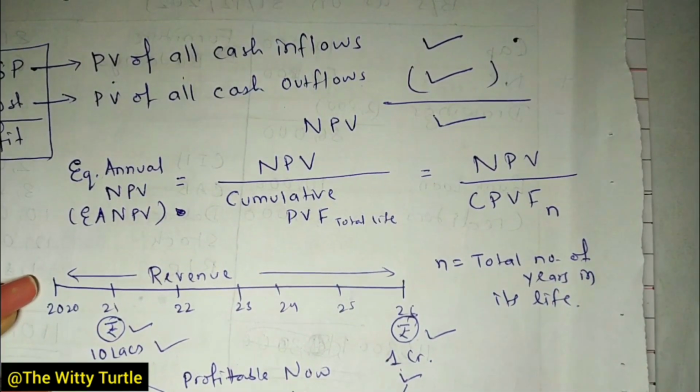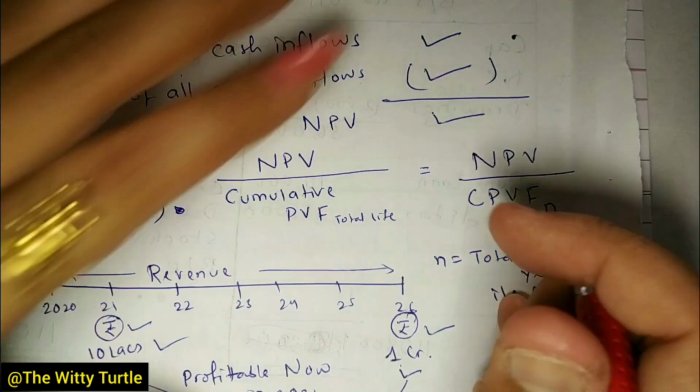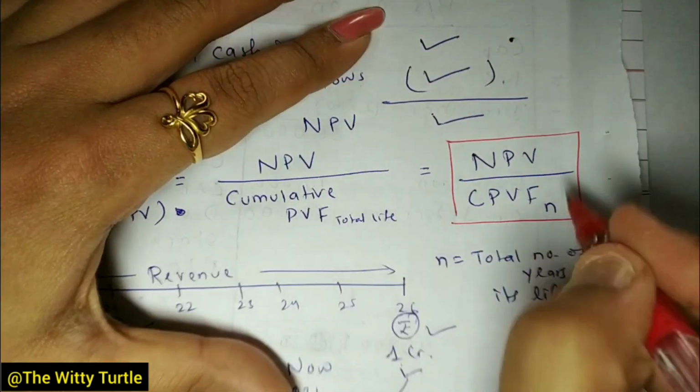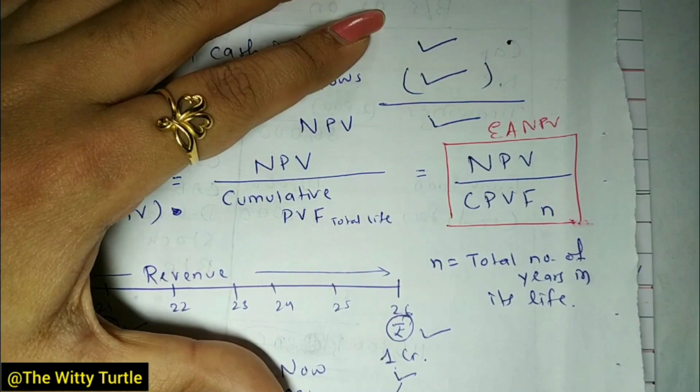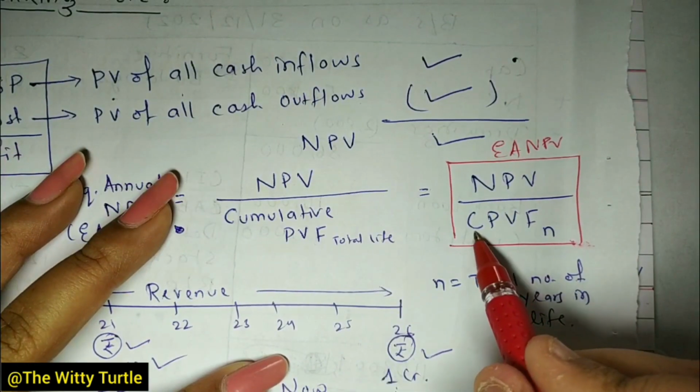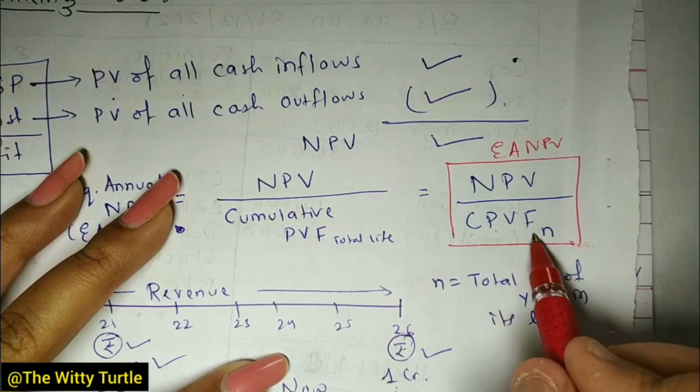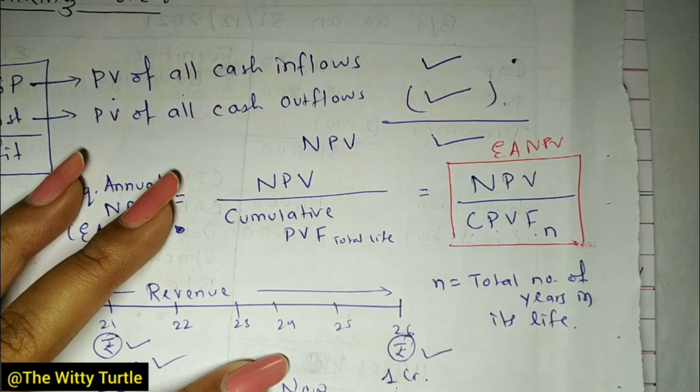Okay? So ये क्या है? This is your formula for EANPV, right? I hope now it is clear to you. And how to calculate cumulative present value factor, that we will understand in the question itself.